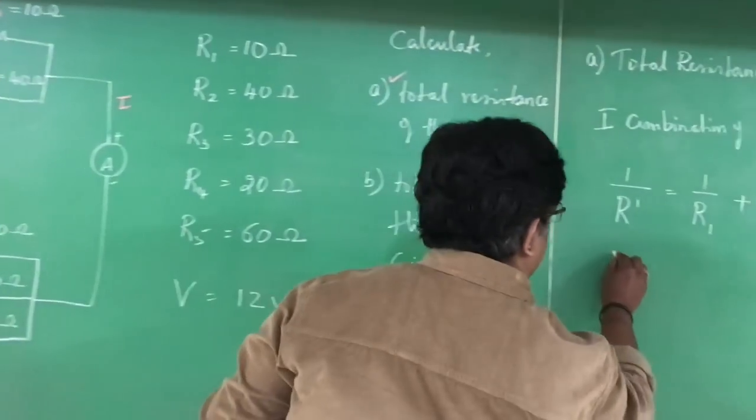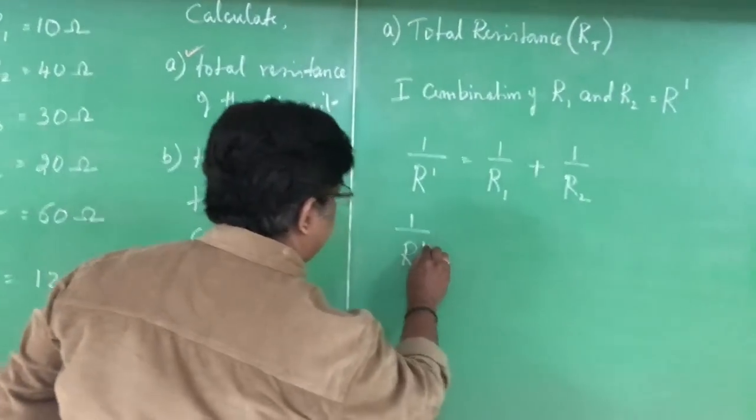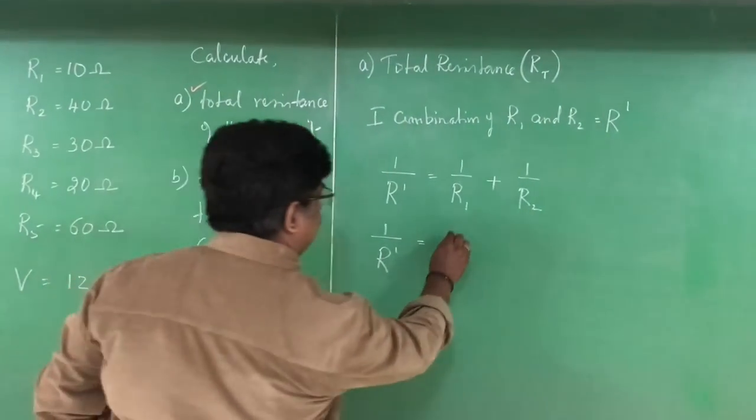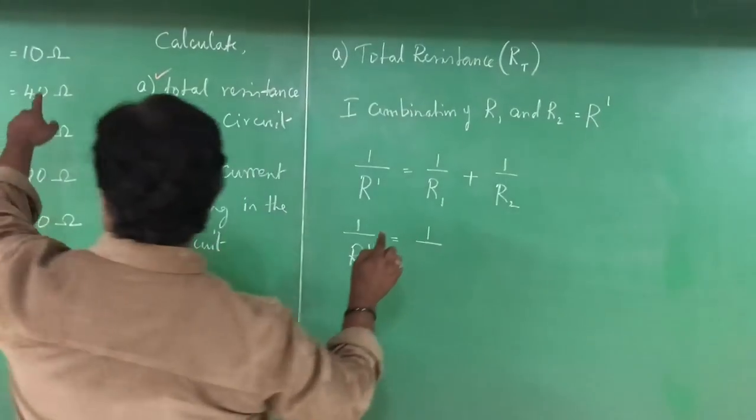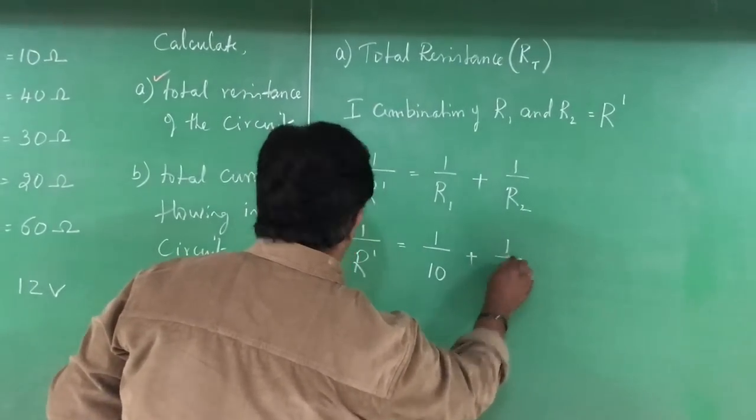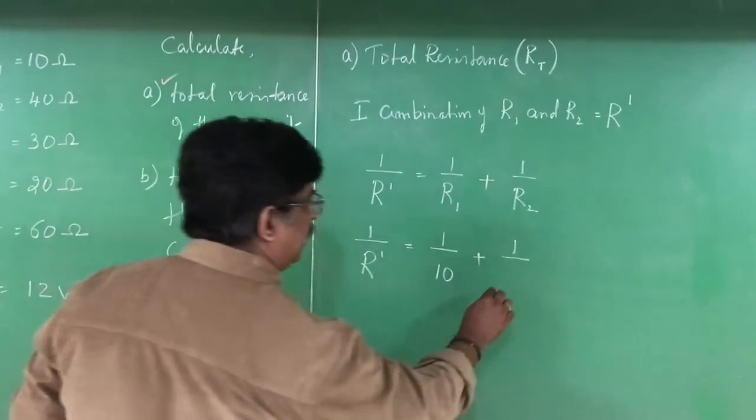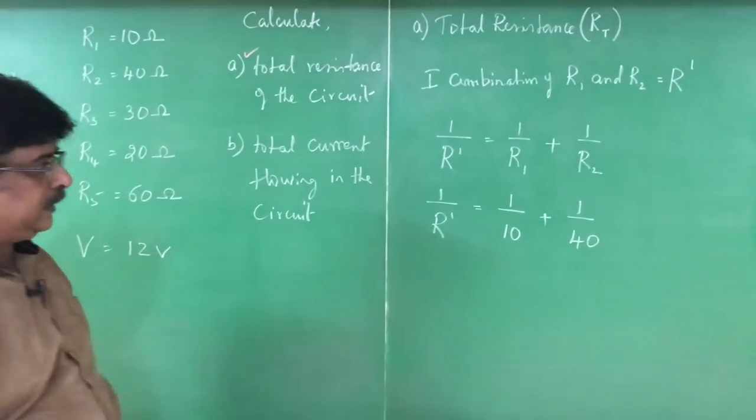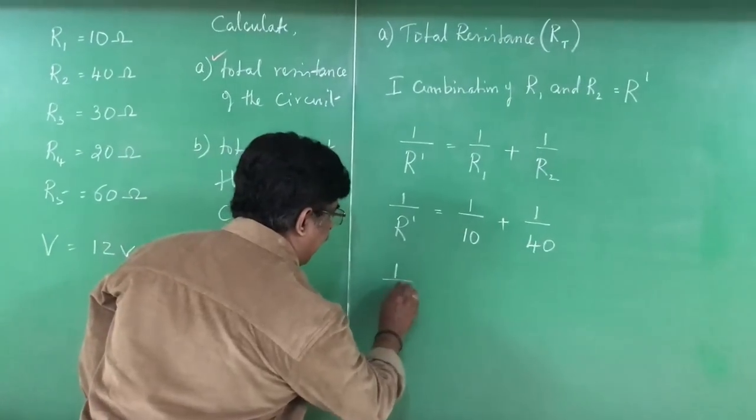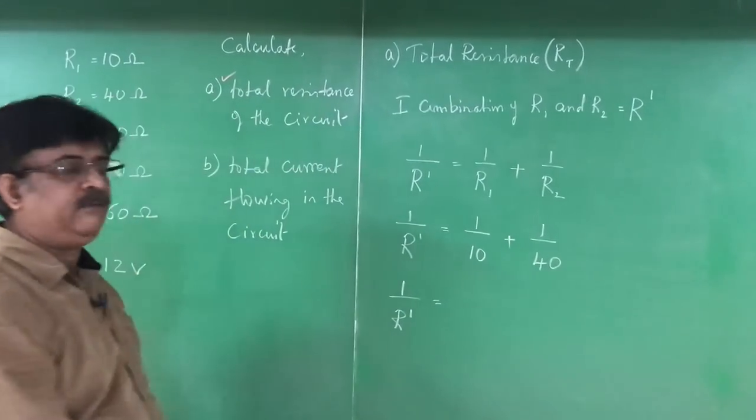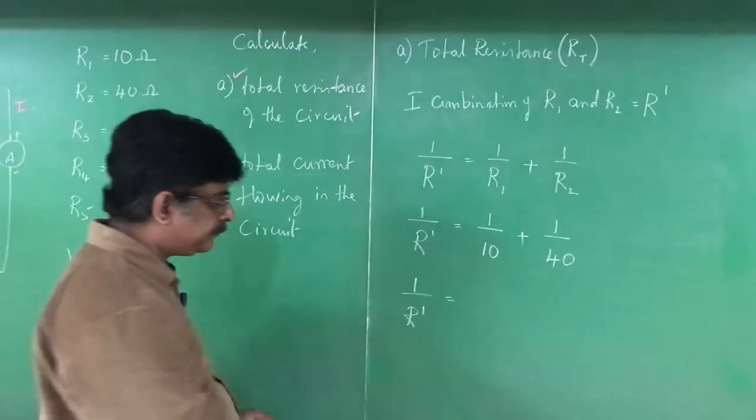Now, 1 by R dash is equal to 1 by R1. What is R1? R1 is 10, plus 1 by R2. R2 is 40. Now see, 1 by R dash is equal to, what is the LCM of 10 and 40? The bigger number, 40.